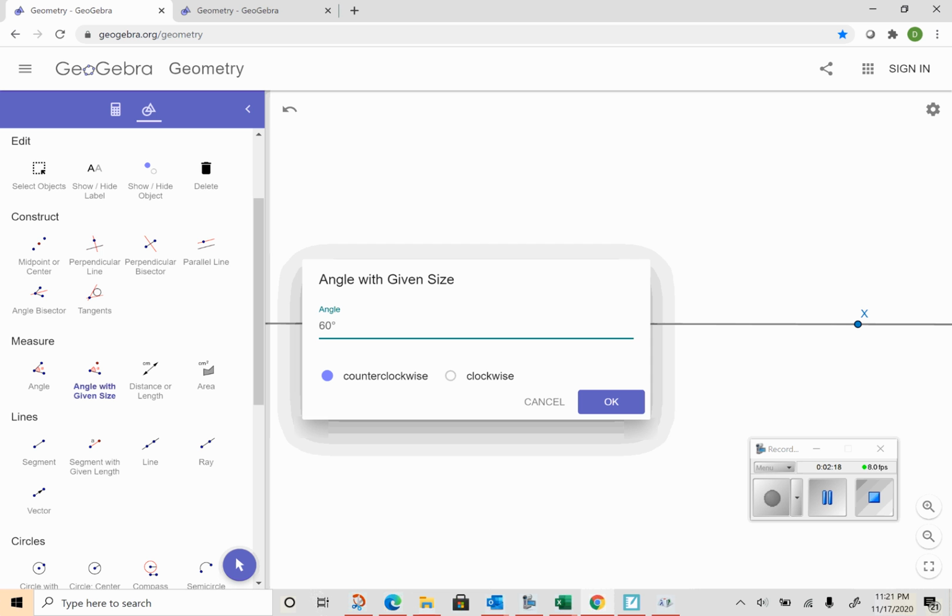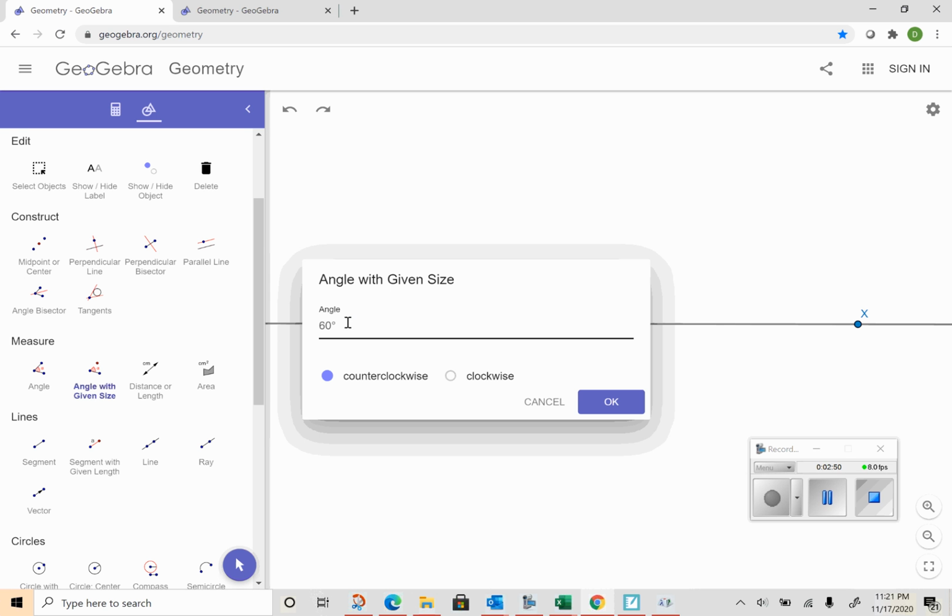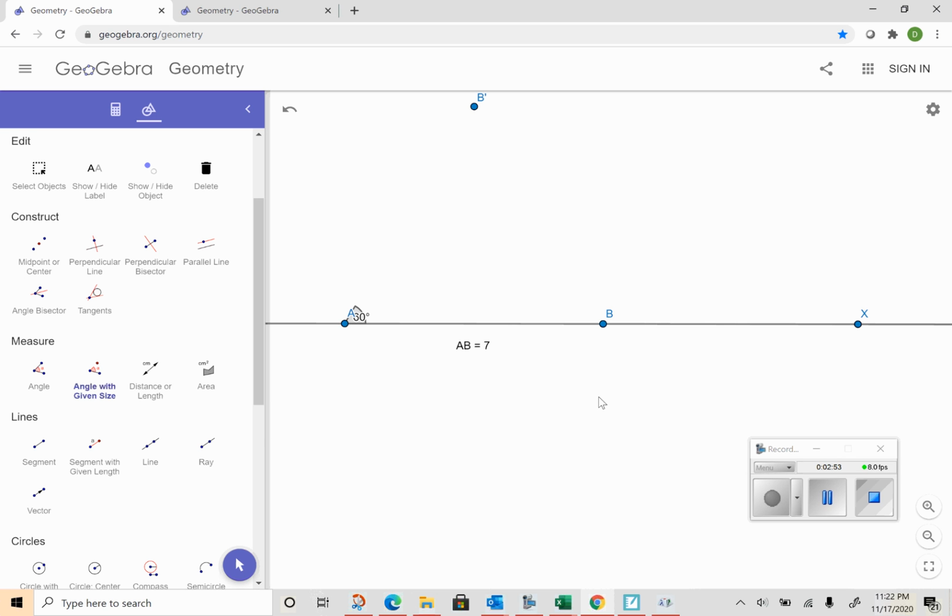Now in this case, I'm sorry, I neglected to point this out to you last time. When you're using GeoGebra, they give you the option of which way you want to go. So I'm hoping from B, anchored at point A, I want to rotate around in a clockwise direction, and that's wrong. Let's try it again. There we go. That's going up.